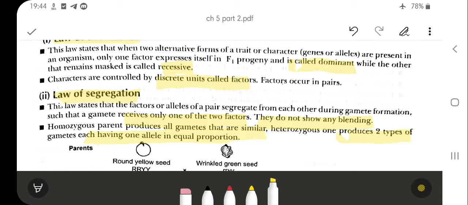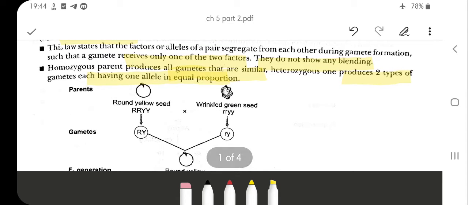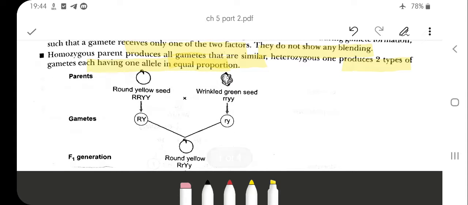So after the discussion of the law of dominance and law of segregation, which we explained with the help of a monohybrid cross, now first we are taking the dihybrid cross, and then we will discuss the third law of inheritance given by Mendel, that is the law of independent assortment.